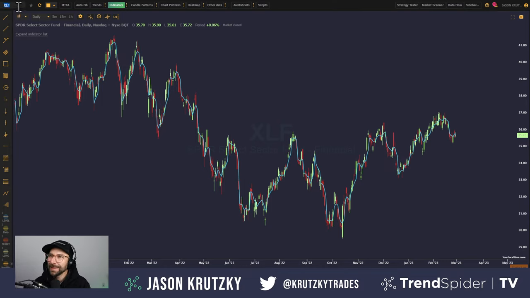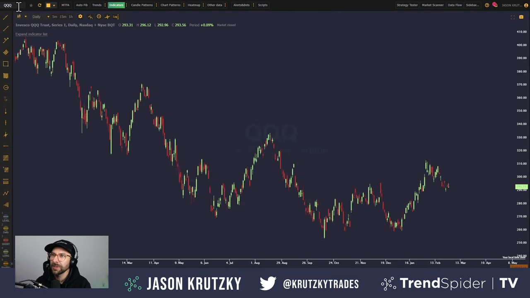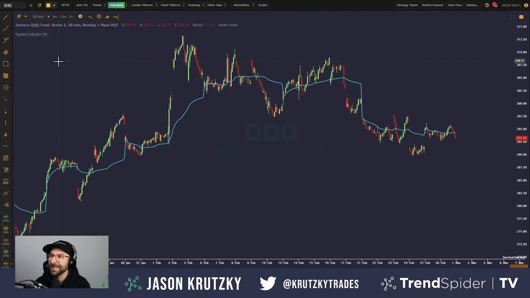All right, so the idea behind this strategy is going to be on the QQQs. It's going to be a 30-minute time frame strategy, and it's going to be a short bias strategy as well. The idea is that we are going short when price is below the weekly anchored VWAP. What do I mean by that? Every Monday, the VWAP anchors to Monday, and it continues until Friday. When we get a new Monday, we get a new anchored VWAP.